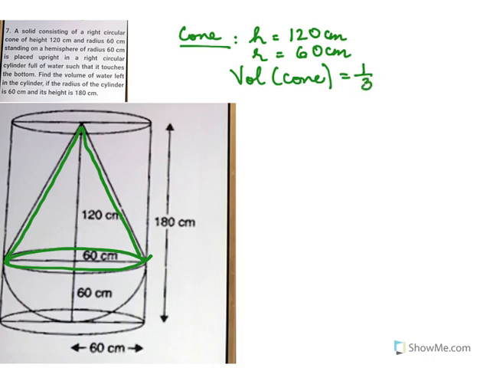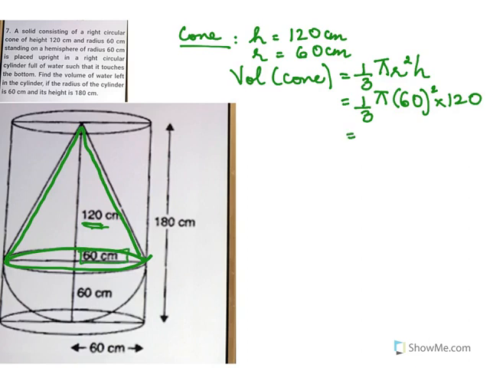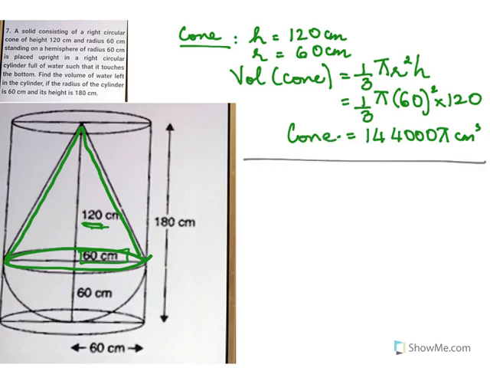So volume of cone equals 1 by 3 pi r square h, and that is 1 by 3 pi, your r here is 60 square, the h of the cone is 120. Here's the h of the cone, and here is the radius of the cone, and that works out for the cone as 144,000 pi centimeter cube. Now we get on to the next shape.